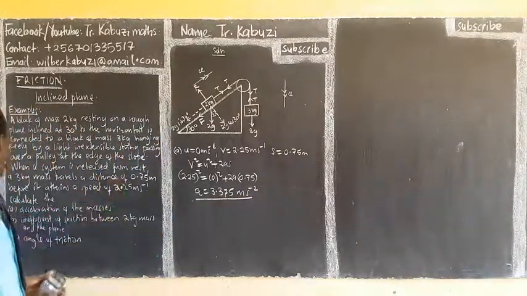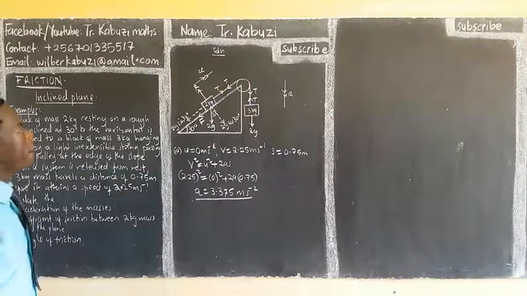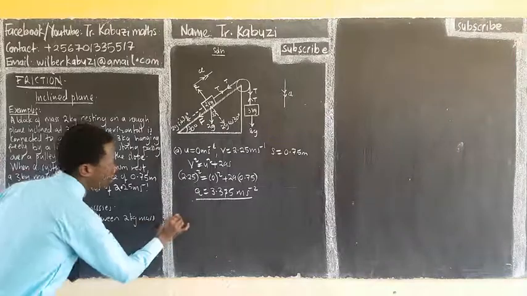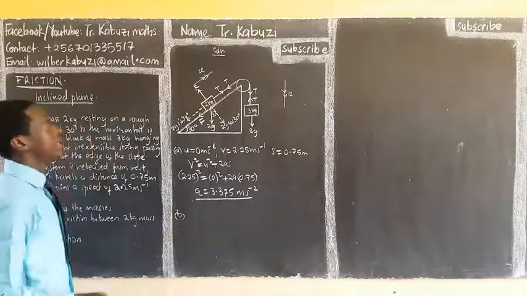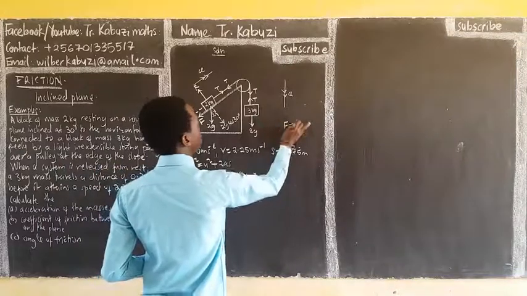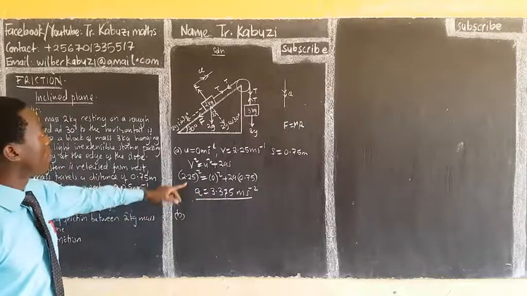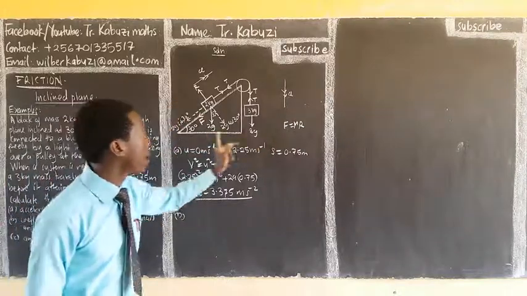In that direction there. Now the coefficient of friction between the 2 kilogram mass and the plane. So there we come to our part B. They want this. Remember our F is equal to mu R. That is very clear. So meaning we need R before we get the F.